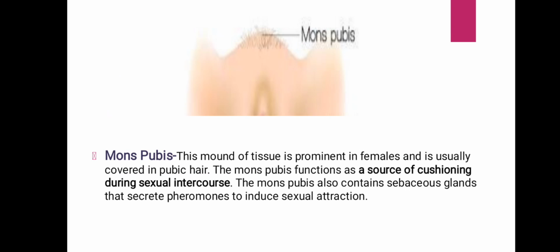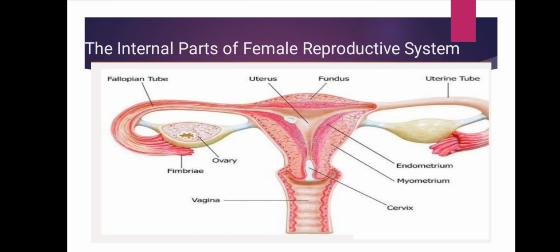Mons pubis. This mound of tissue is prominent in females and is usually covered in pubic hair. Its functions is a source of cushioning during sexual intercourse. It also contains sebaceous glands that secrete pheromones to induce sexual attraction.